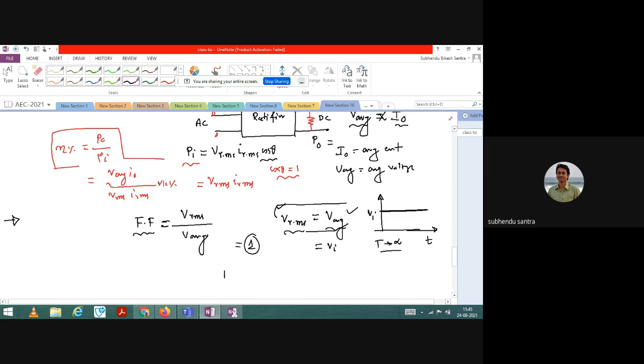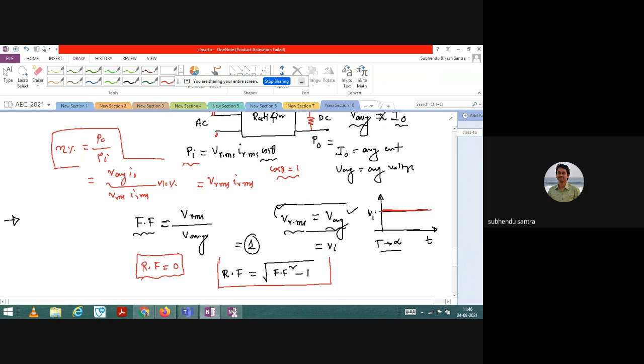And what is the ripple factor? It is related to the form factor: form factor square minus 1. So you put the form factor equal to 1, 1 square minus 1, that means what? 0. So ideally the ripple factor should have a 0 value. I already told you, if the ripple factor is very low, that means the AC component is not present. There is no AC component present. So this ripple factor is related to the form factor.